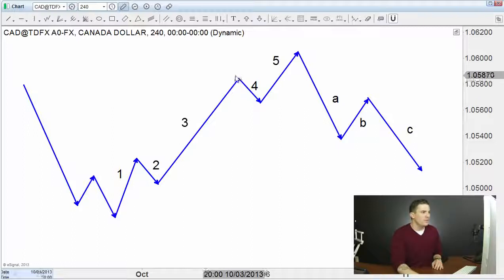And then as we start to hit the four leg of the move, again, we see exhaustion in the market. Everybody who was going to buy has bought.